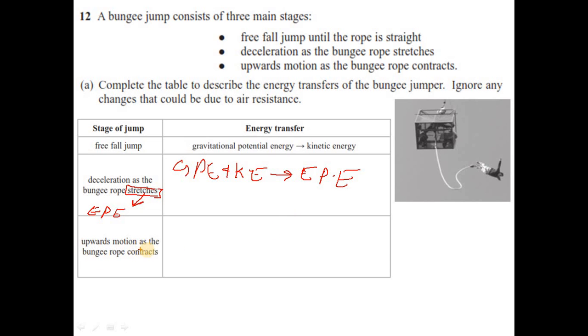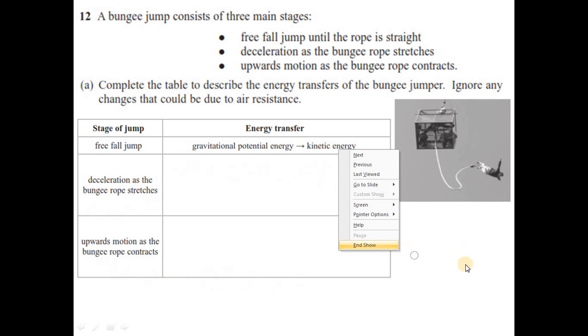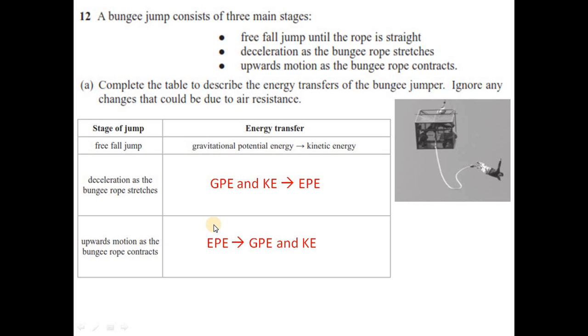And upward motion as the bungee rope contracts. If it is contracting, that means elastic potential energy will be converting into GPE because it is going up, and of course some kinetic energy. In fact, these two, stretching and contracting, are opposite processes. So that's how you write it.